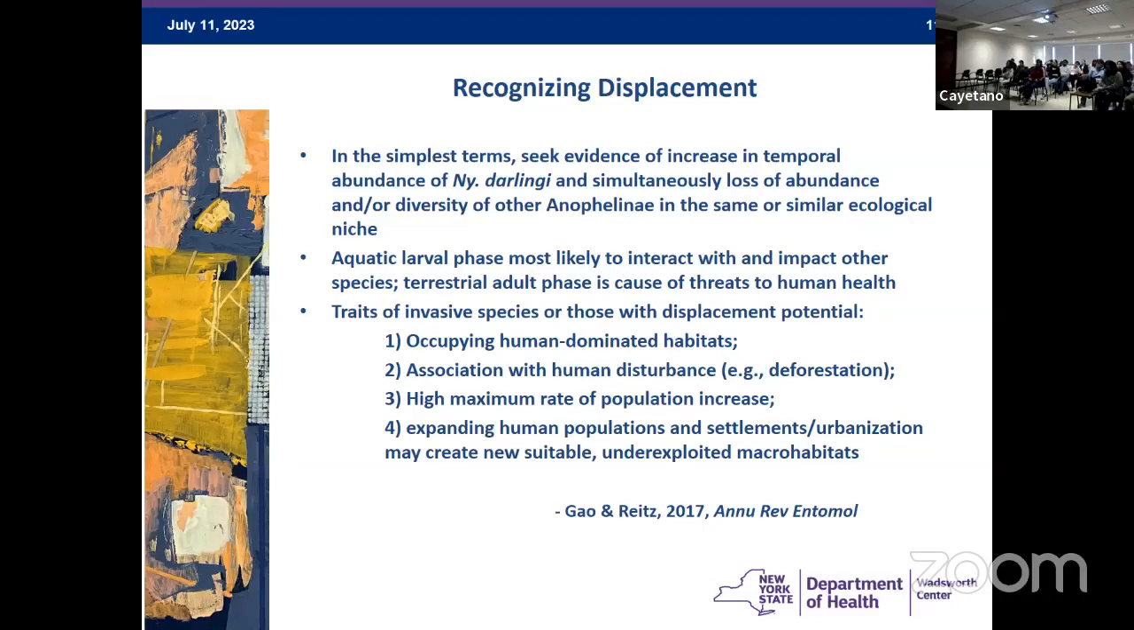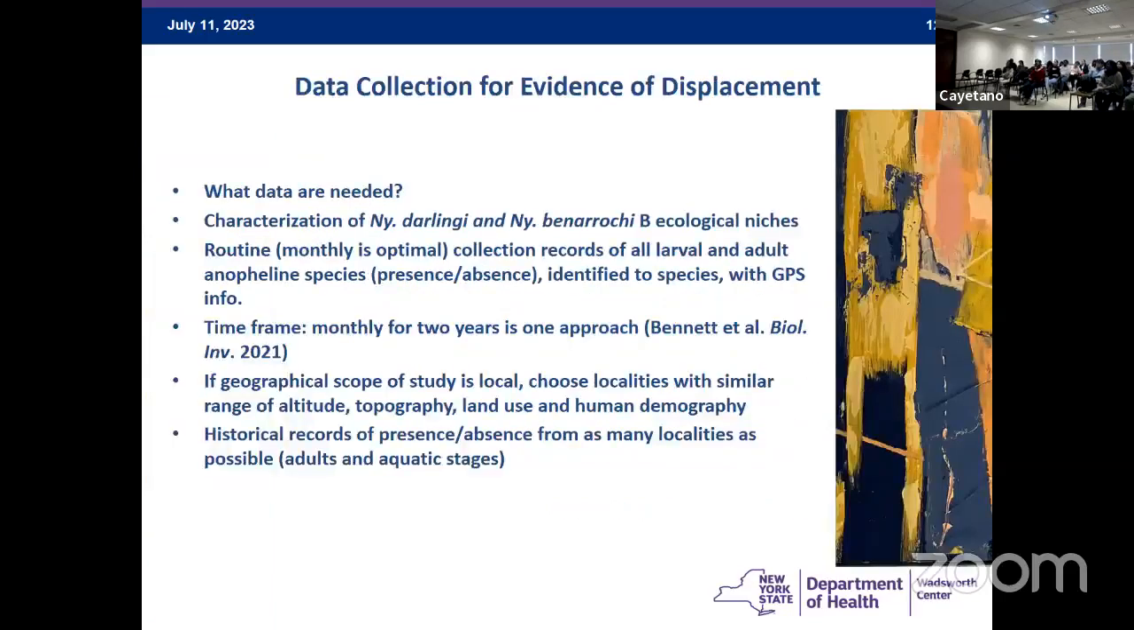These folks in 2000 collected in all of those places. They found darlingi in many of them, but they found Benarrochi in 71% of these localities, enormously broadly distributed throughout the Amazon, really remarkable. They had several, probably at least 100 localities.